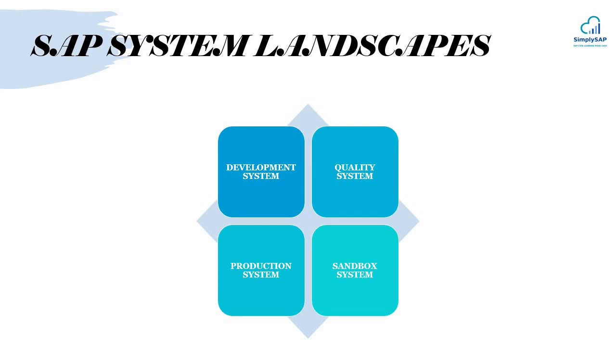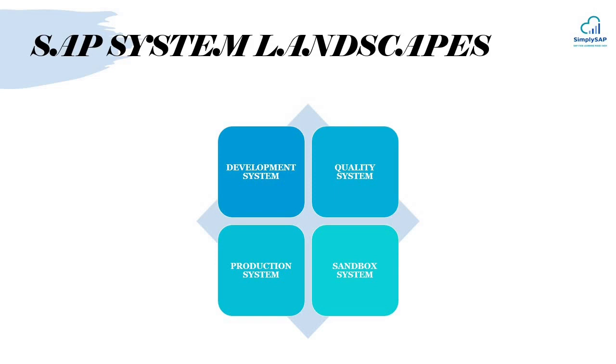The next one is production system. This is the live environment where actual business operations take place. It contains the real-time business data and is accessed by end users to carry out day-to-day business processes. It is the most critical system and requires careful maintenance and monitoring to ensure smooth operations.